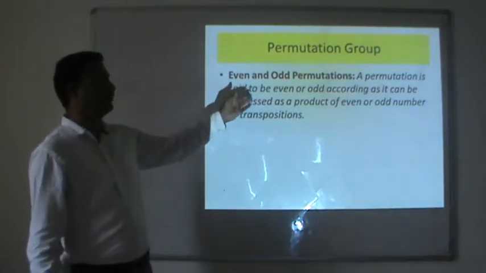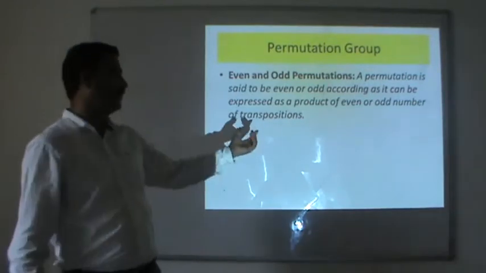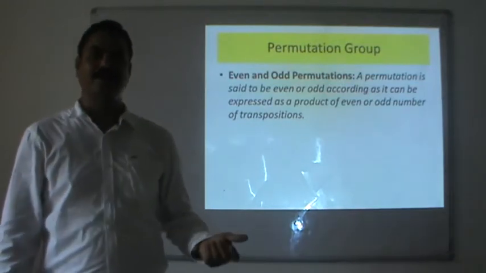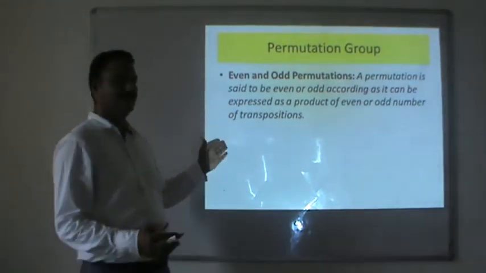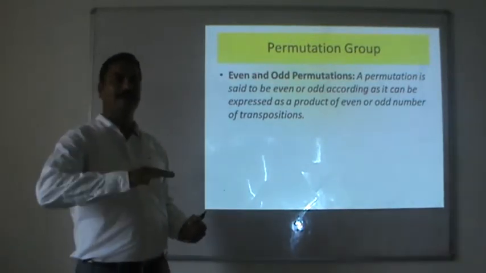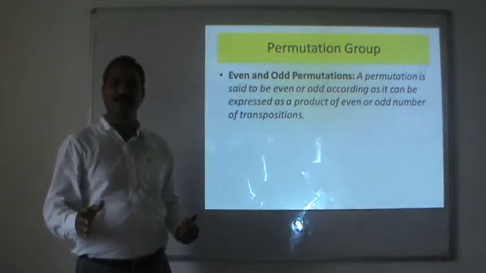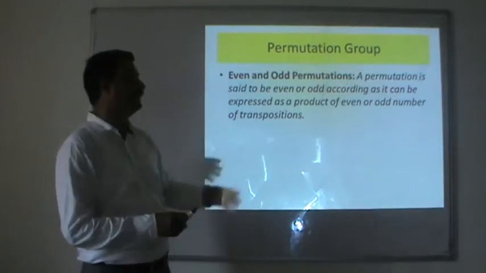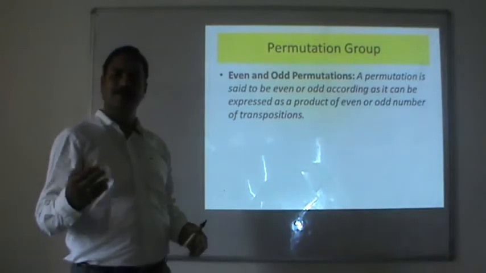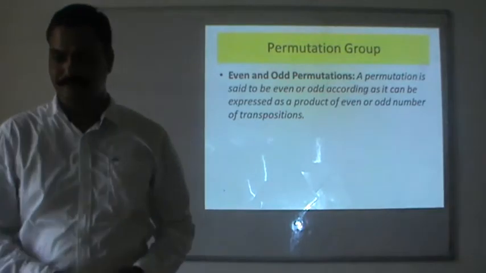A permutation is said to be even or odd according as it can be expressed as a product of an even or odd number of transpositions. Means, in order to identify an even or odd permutation, first we factorize our permutation into disjoint cycles, and further cycles into transpositions, and finally we count how many transpositions there are. If the total number of transpositions is even, like 2, 4, 6, then we say even permutation. And if the total number is odd, like 1, 3, 5, 7, then we say the given permutation is an odd permutation.